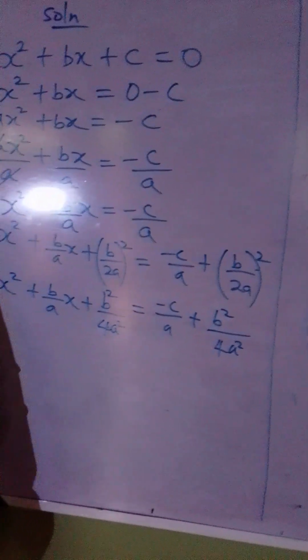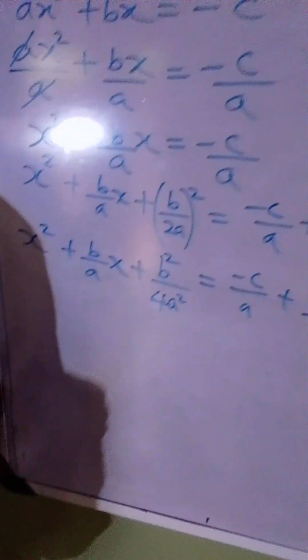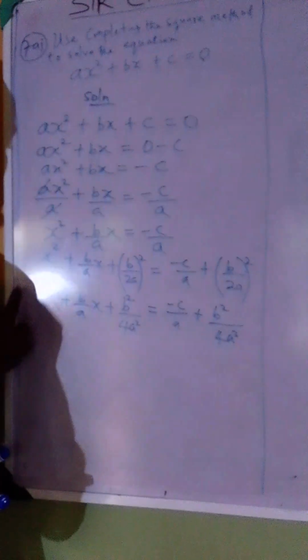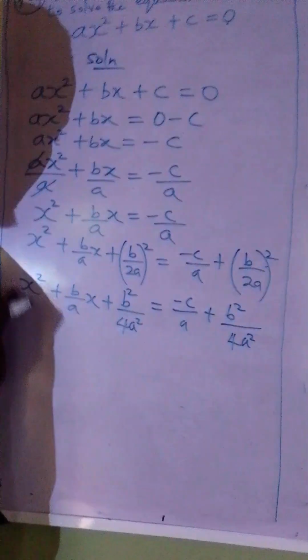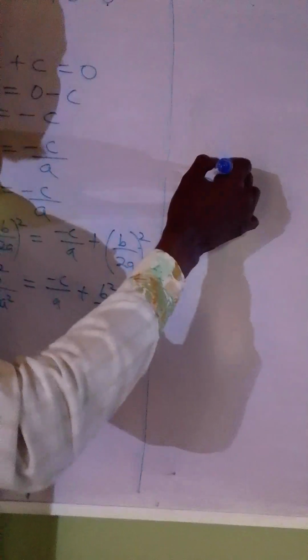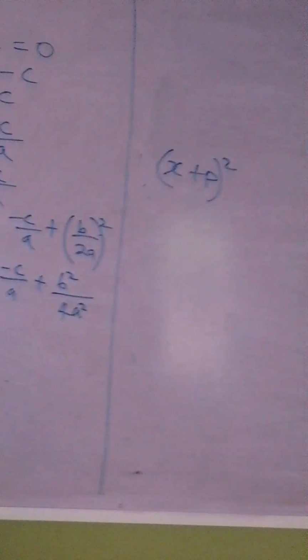Okay, then what next? I will express the quadratic expression in the form. So step 4 now is to express the quadratic expression, which is this, in this form: x plus p raised to power 2, where p is a constant. And how do I do that?